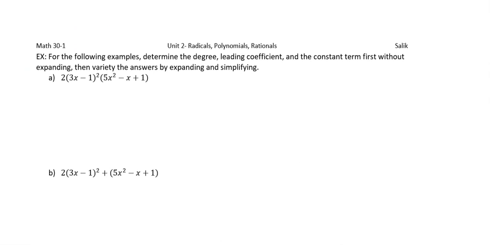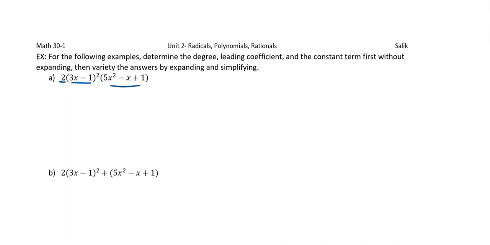Okay, so for the following examples, determine the degree, leading coefficient, and constant term first without expanding, and then verify the answers by expanding and simplifying. So we're going to do the same thing, but now we just want to be able to start to do these things looking at them while they're factored, right? So while they're separated into those factors there.